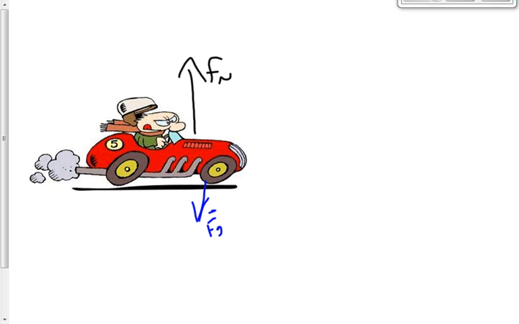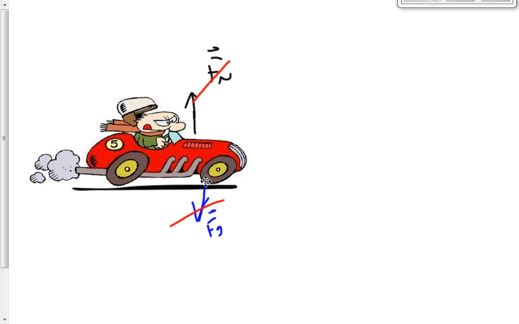Now, technically, his normal force should be drawn a little bit shorter, because we want to have that normal force drawn about the same length as the force of gravity, although we're not going to lose too much sleep over that. Those two forces end up canceling each other out, but it's still a good idea to draw them, because they don't always cancel each other out. We haven't done a situation where they don't cancel yet, but we will. So we should draw them in anyways.